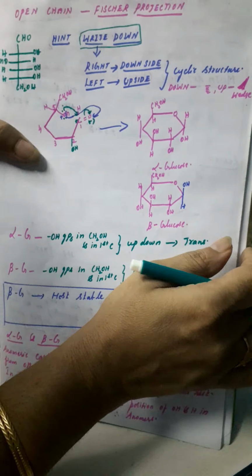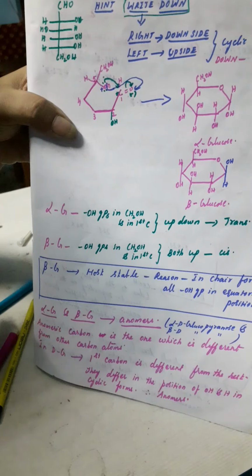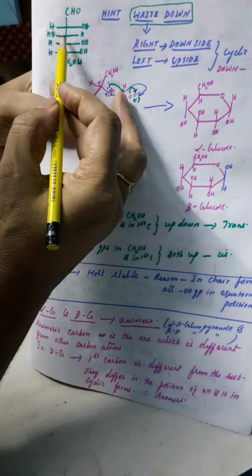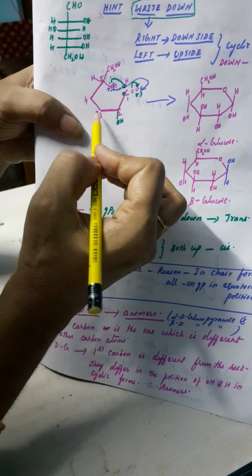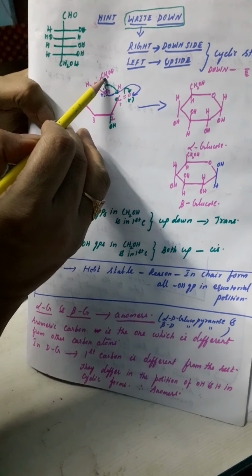Okay, that is for your recap. That's all. Therefore, when you consider the structure, what is the first carbon atom? CHO. What is the first carbon atom? CHO. That's what I have written. Then the second carbon atom, third carbon atom, fourth carbon atom, fifth carbon atom come in a cycle like this. Now the last one is with CH2OH.